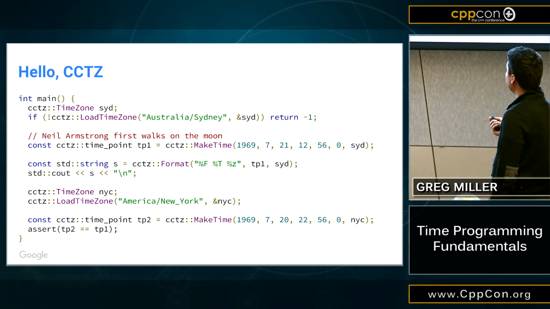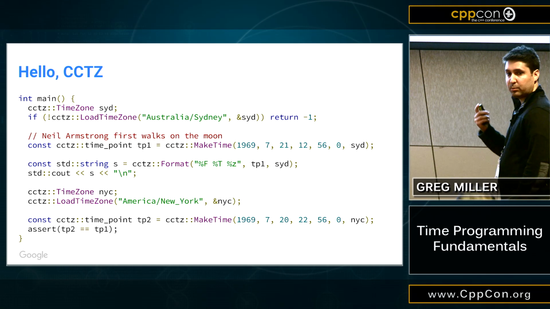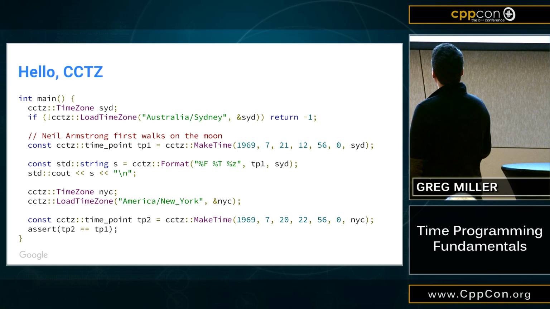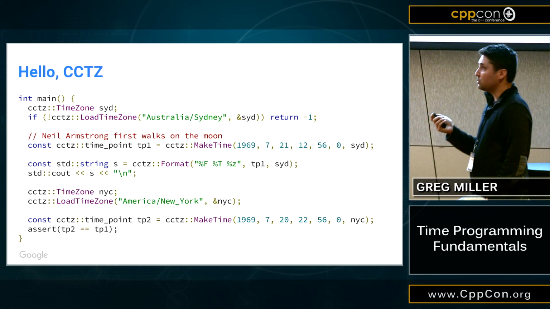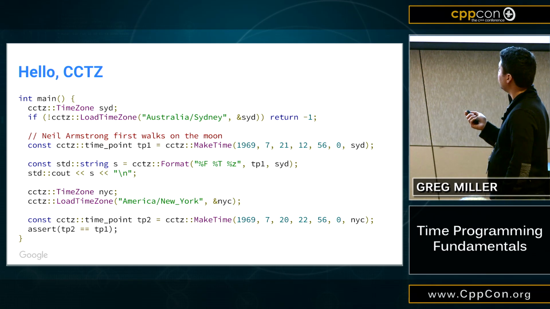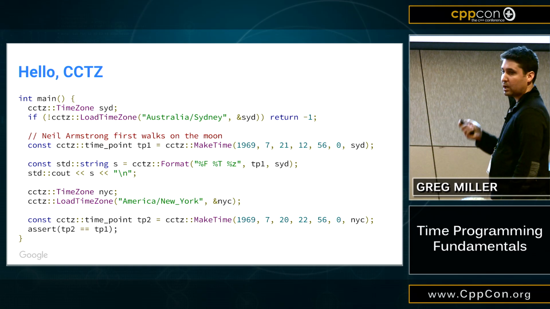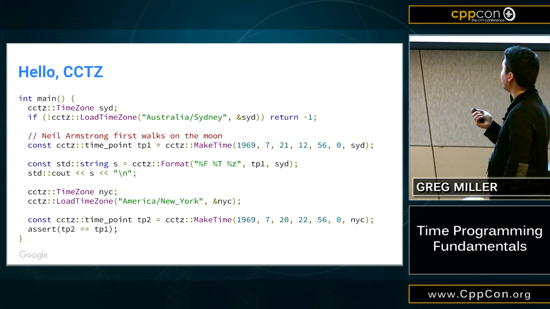Then here, we're going to call make time. And to make time, I'm going to pass 6 fields. And we probably know what these 6 fields are. They're a civil time. So I'm going to say 1969, July 21st, 12:56 in the afternoon, 0 seconds, in Sydney, Australia. And we know from our mental model that a civil time and a time zone gives me an absolute time. And that's what make time is doing right here. So this gives me the absolute time for when Neil Armstrong first walked on the moon.